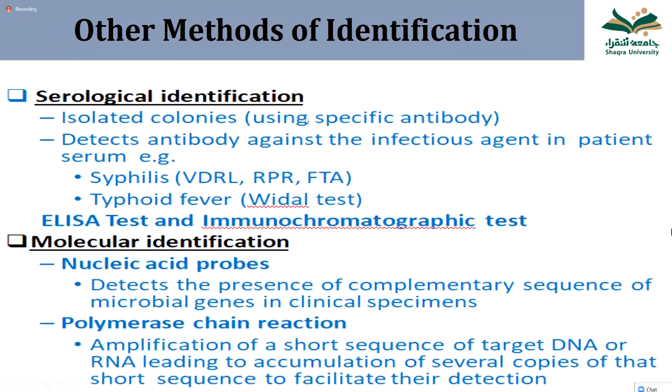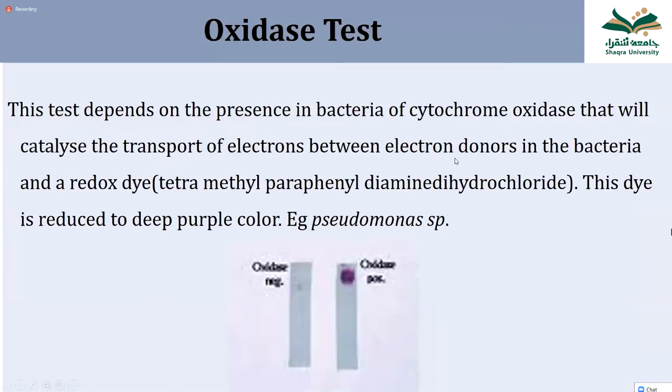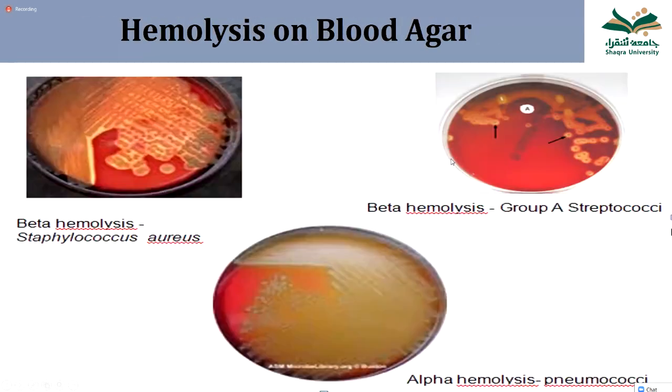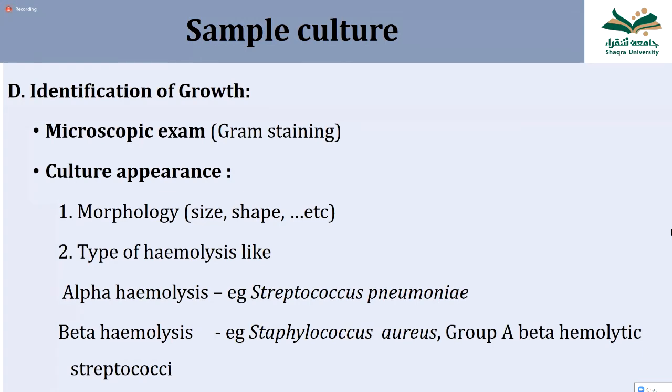Other methods of identification include serology and molecular identification. In molecular identification, we detect the DNA of the bacteria by using polymerase chain reaction and by using nucleic acid probes. And as Saad asked, some bacteria are anaerobic, for them we use an anaerobic jar.